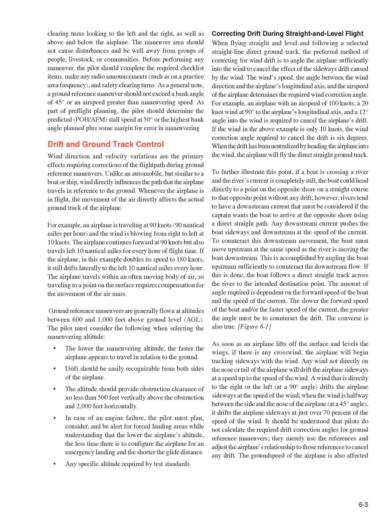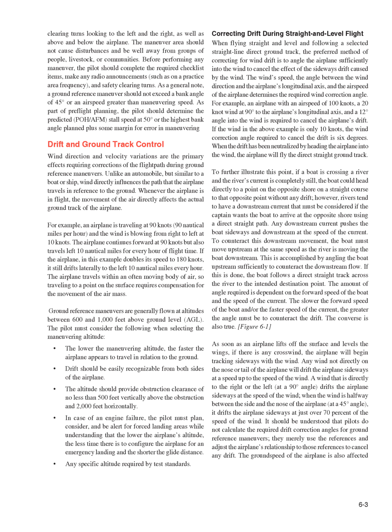Figure 6.1. As soon as an airplane lifts off the surface and levels the wings, if there is any crosswind, the airplane will begin tracking sideways with the wind. Any wind not directly on the nose or tail of the airplane will drift the airplane sideways at a speed up to the speed of the wind. A wind that is directly to the right or the left, at a 90 degree angle, drifts the airplane sideways at the speed of the wind.